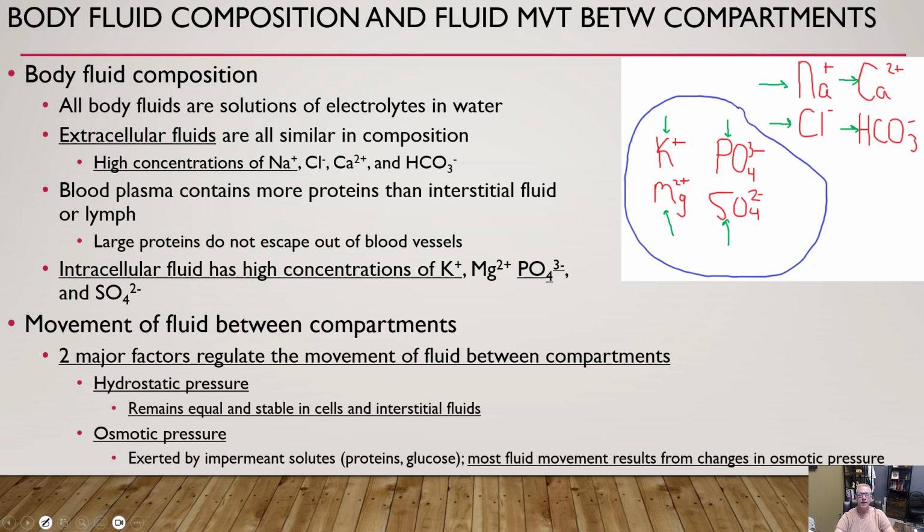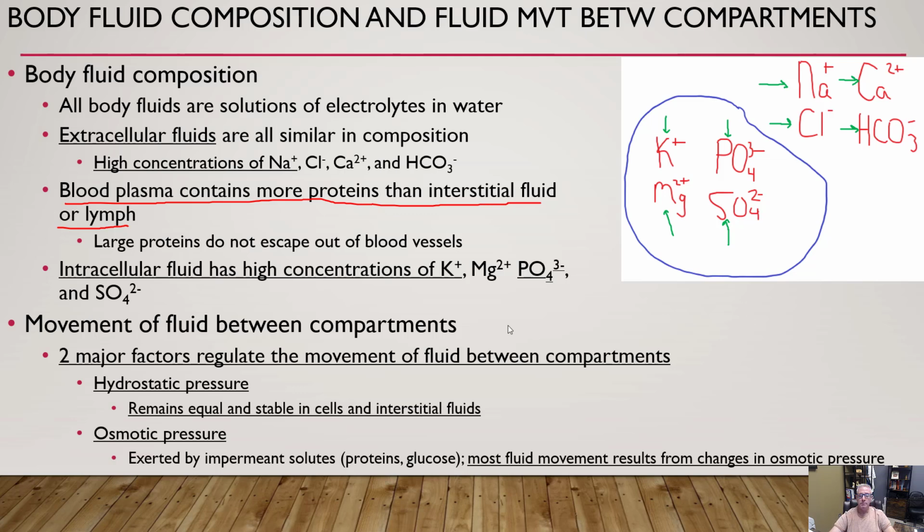All right, and remember that blood plasma contains more proteins than interstitial fluid or lymph only because the large proteins don't escape those blood vessels. Remember, the blood vessels don't allow those proteins to escape. They don't have those large holes that allow proteins to escape those blood vessels.